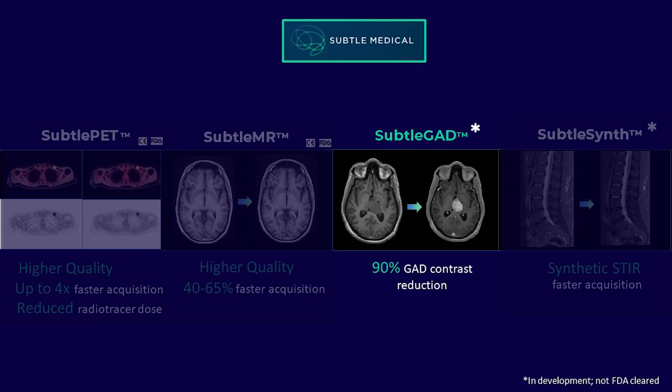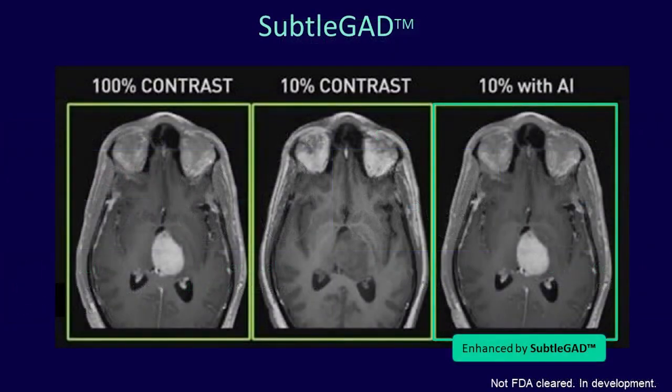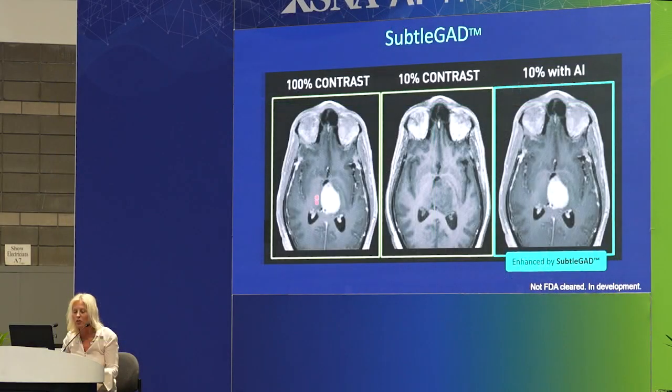Let's take a look now at subtle GAD. So subtle GAD allows us to have 90% gadolinium dose reduction. This is a product in development. Here's a patient with a tumor at 100% contrast. See homogeneous enhancement of this tumor. If you drop your GAD dose down to only 10%, you really don't see any enhancement whatsoever in the tumor. But then if you take this image and apply deep learning, it looks just exactly like the standard of care.